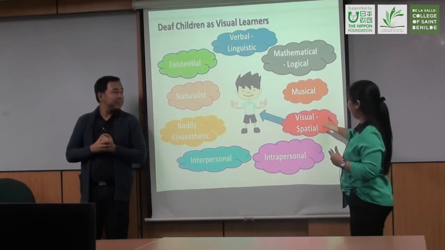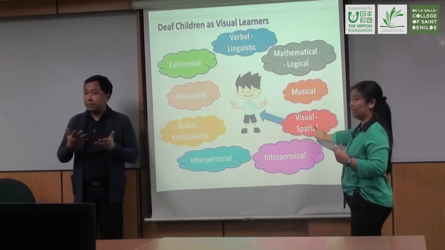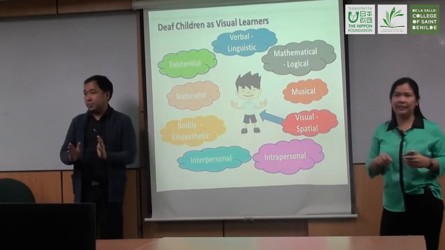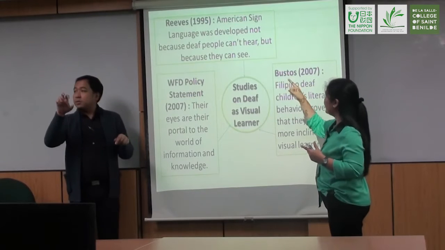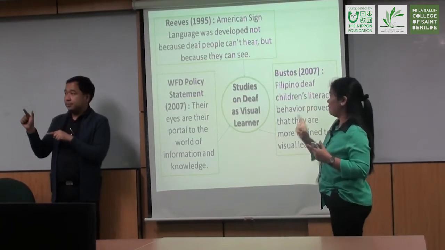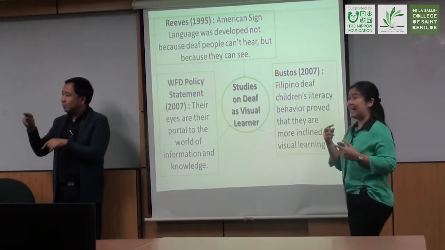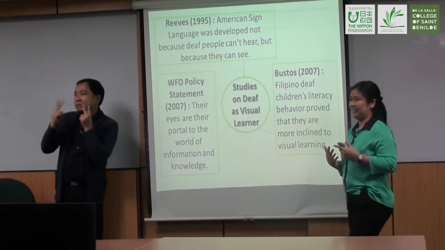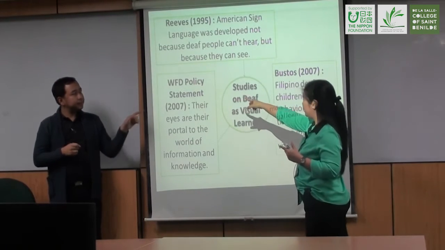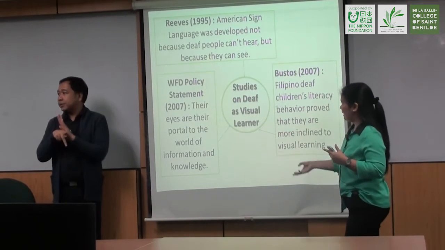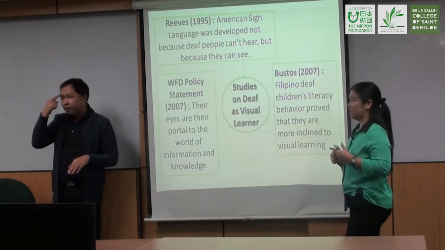Okay. So, from here, it says that deaf children are visual learners through the different studies. So, from briefs, it tells that American Sign Language was developed not because deaf people can hear, but because they can see. And from the World Federation of the Deaf policy statement, it says, their eyes are their portal to the world of information and knowledge.